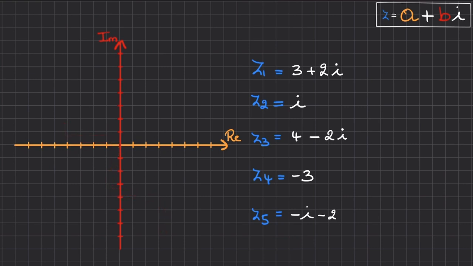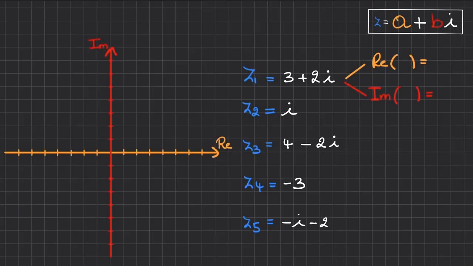So I really encourage you to pause this video and try this exercise very seriously. Here the goal is to place those complex numbers in the complex plane. And before doing that, each time we are going to check what is the real part and what is the imaginary part of each complex number. Having said that, let's try to place the number z1. First of all, what is the real part and the imaginary part of this number? Well, the real part is the one that is not stuck with i, and the imaginary part is the one which is stuck with i.